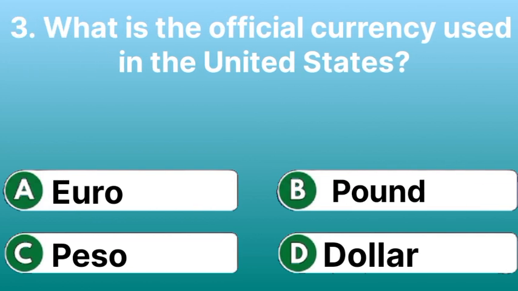Question 3. What is the official currency used in the United States? A. Euro. B. Pound. C. Peso. D. Dollar. Answer D. Dollar.